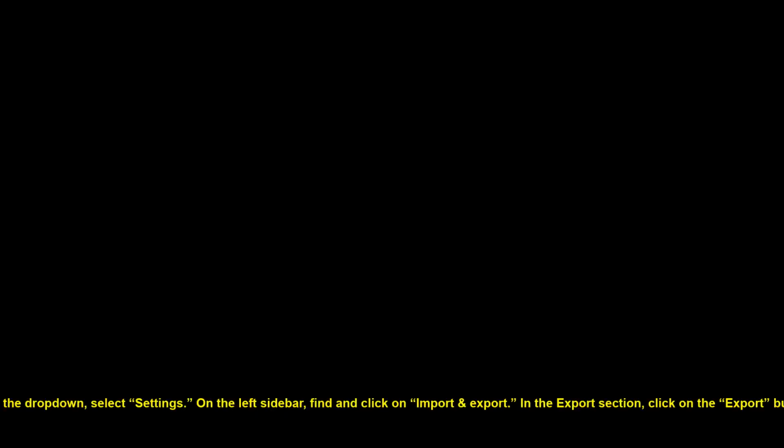From the drop-down, select Settings. On the left sidebar, find and click on Import and Export. In the export, you will see a zip file download to your computer.